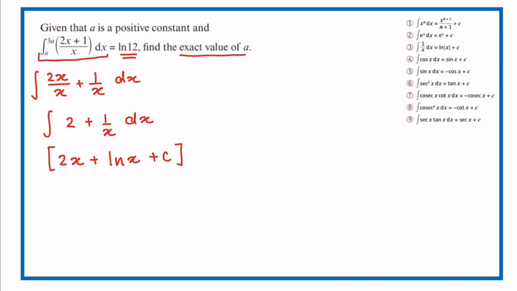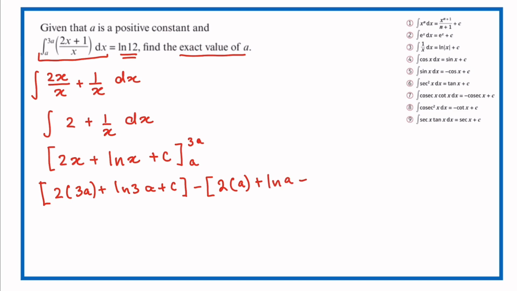So we can apply the limits. The limits in this case are 3a and a. So let's substitute in the limits. That becomes 2 bracket 3a plus ln of 3a plus c, minus the lower limit, which becomes 2 brackets a plus ln of a plus c, close bracket. So we can see the plus c and plus c cancel out. In fact, whenever you're substituting the limits, we don't need to include the plus c because they cancel out anyway. I've just put it here for the sake of completion.